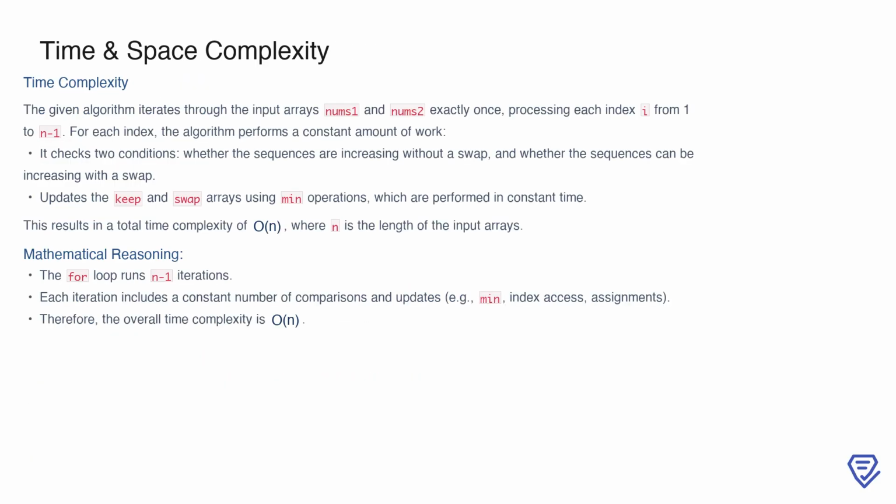The time complexity of this algorithm is determined by the single iteration through the input arrays, nums1 and nums2. For every index from 1 to n-1, the algorithm evaluates two conditions to decide if the sequences remain increasing without a swap or if a swap is required to maintain the order. This evaluation involves a few constant time operations, such as comparisons and updates to the keep and swap arrays using the min function. Since these operations are performed for each index exactly once, the total number of operations is proportional to the size of the input, n. Mathematically, the loop iterates n-1 times, and each iteration executes a fixed amount of work, resulting in a time complexity of O(n). This linear scaling ensures the algorithm is efficient even for large input sizes.